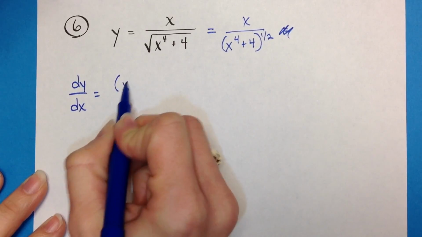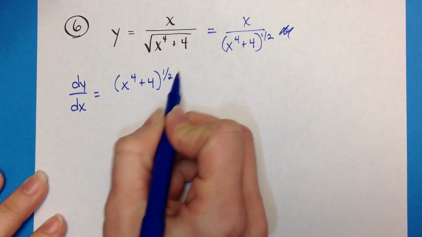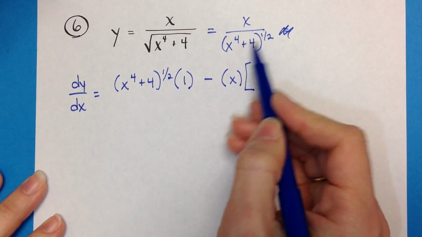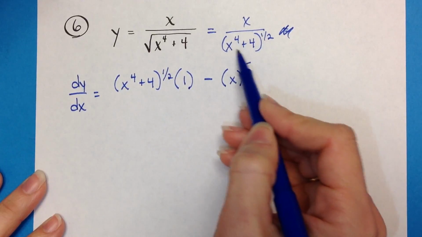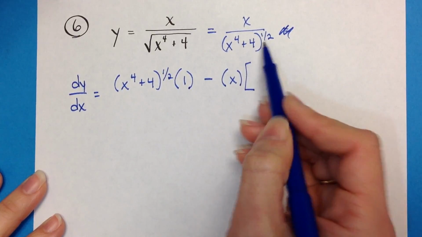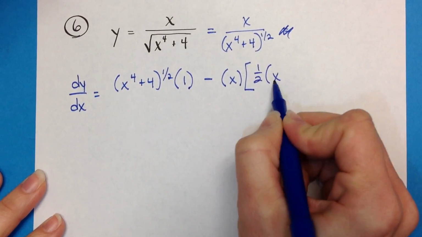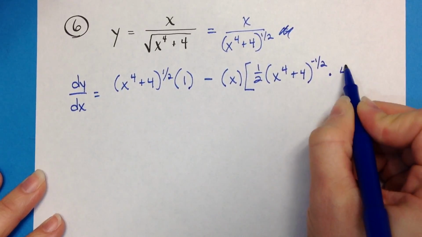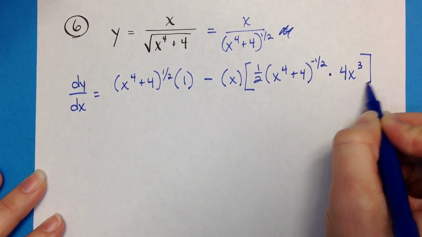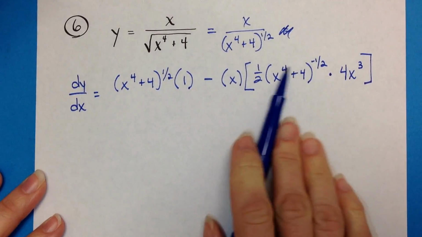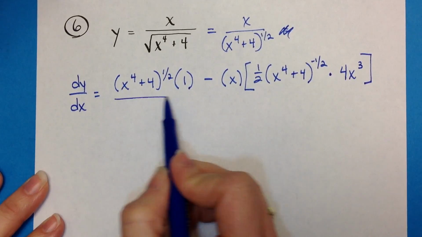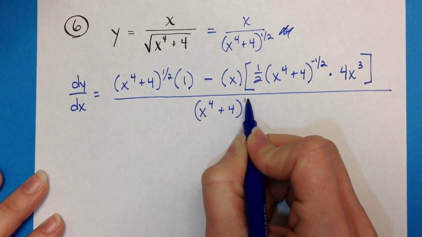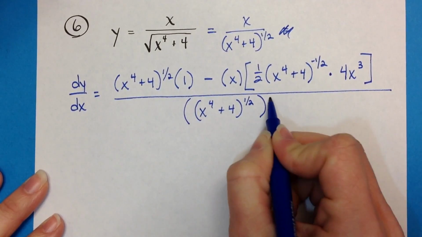Alright, so this would be low D high minus high D low. Now when you do the D low, which means derivative of the bottom, this is where your chain rule is going to come in. So you have to do 1/2 times your function to 1 less power times the derivative of the inside. So the derivative of this would be this. And that's all over your denominator squared. So it's to the 1/2, and then you square that.